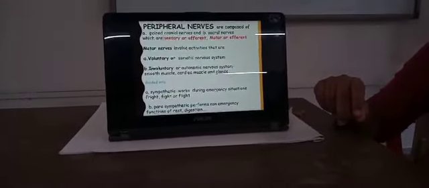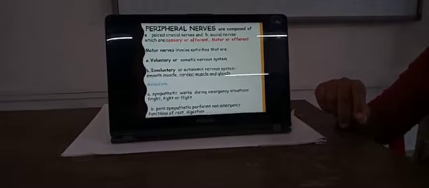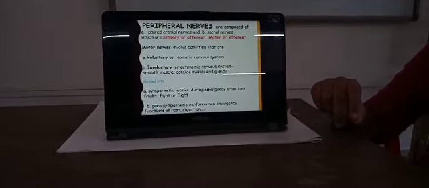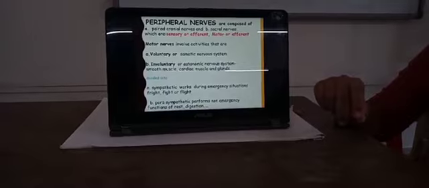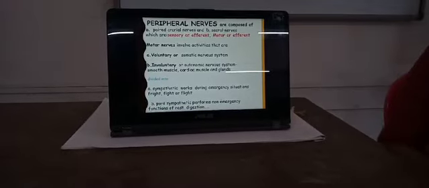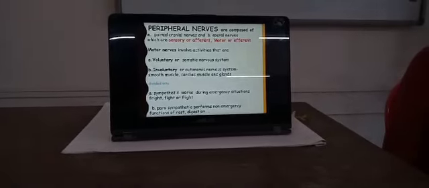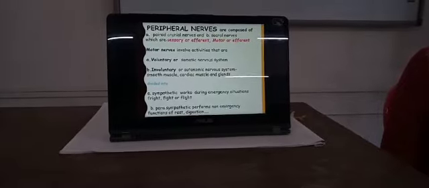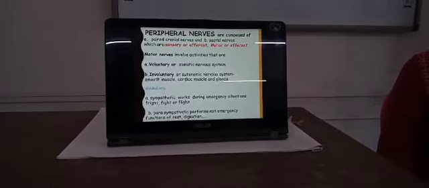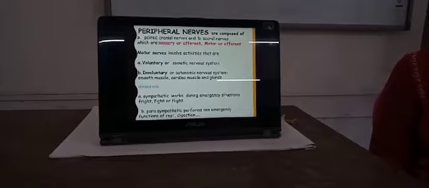One is the sympathetic function and the other one is the parasympathetic function. The sympathetic function works only during emergency. For example, you stand in front of a snake. You didn't even realize its presence. You see it. First you get frightened.